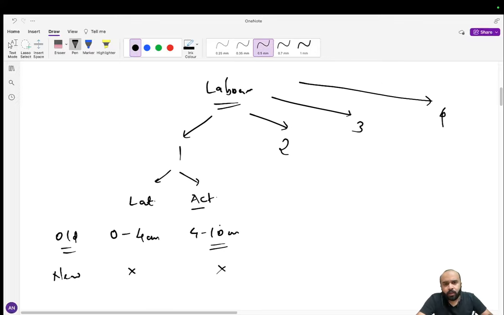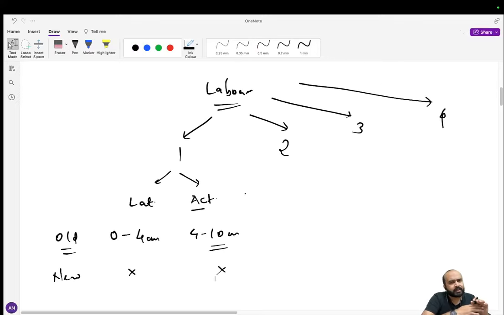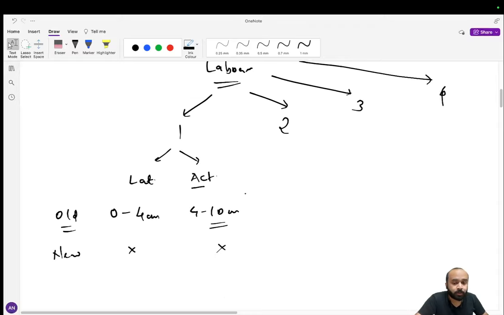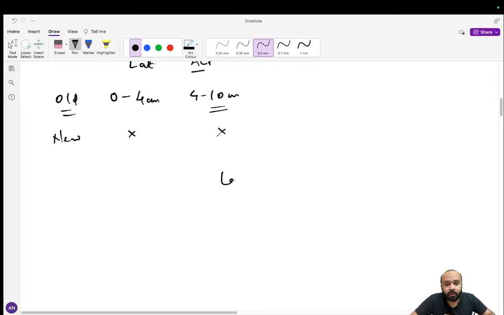Labor, when it progresses well, is a great thing. But when labor doesn't progress well, or what we also call dysfunctional labor, the word is labor dystocia.